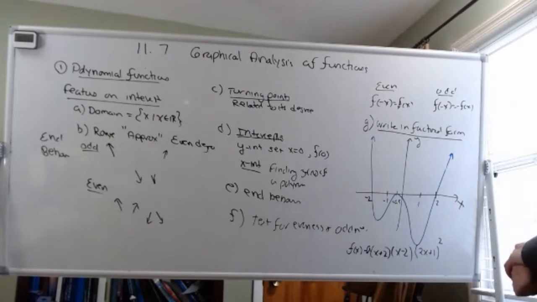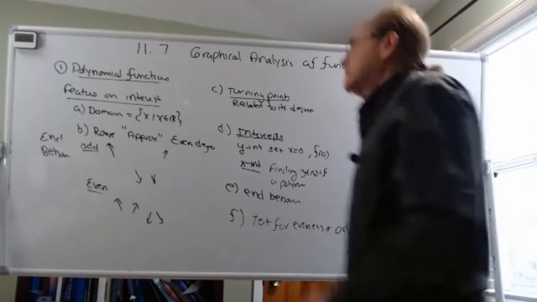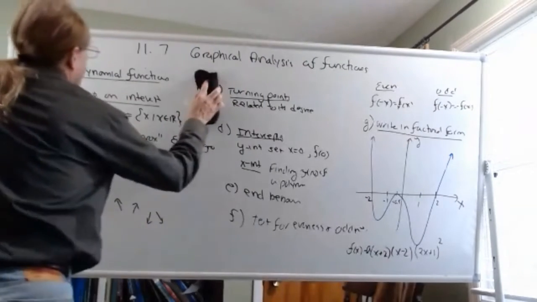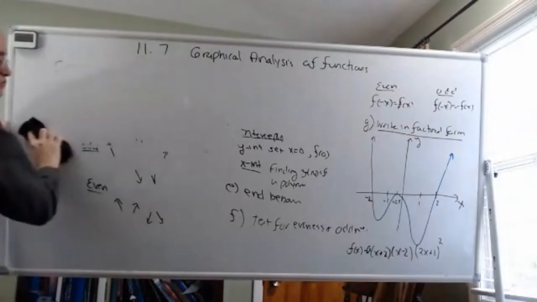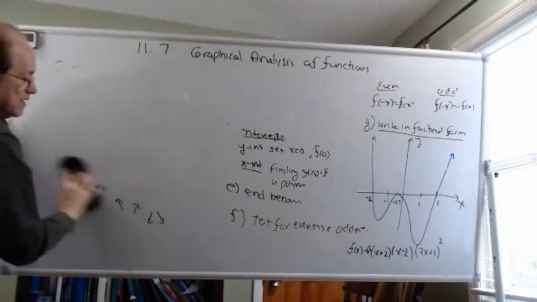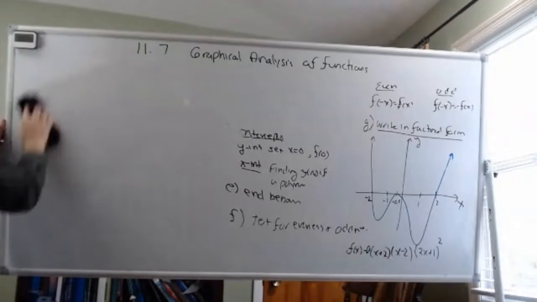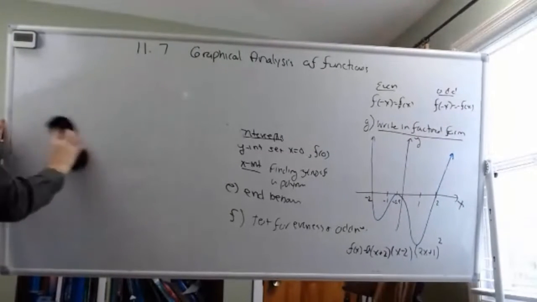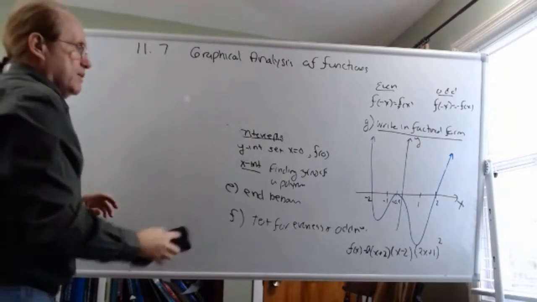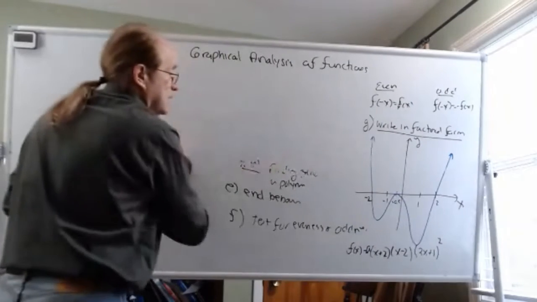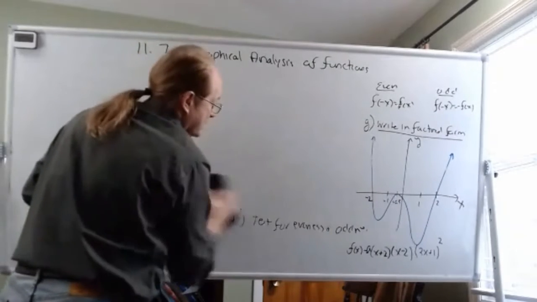So that's a polynomial function. That's what you want to look at. Okay, and the next class of functions are the rational functions. To be truthful, polynomials are really a subset of rational functions. But since they have unique features, we kind of separate them out. So let's take a look at rational functions.